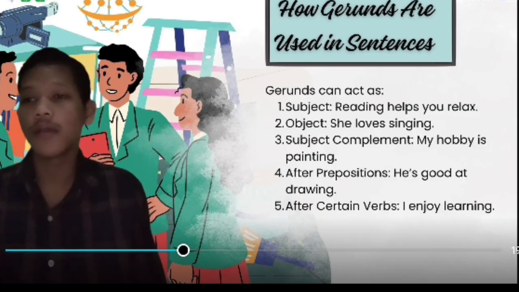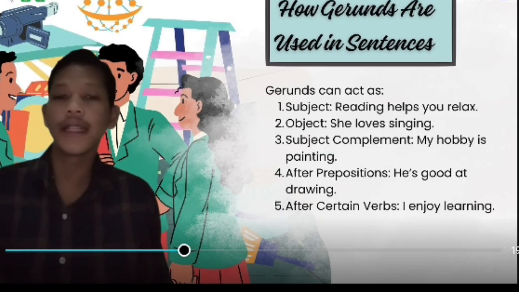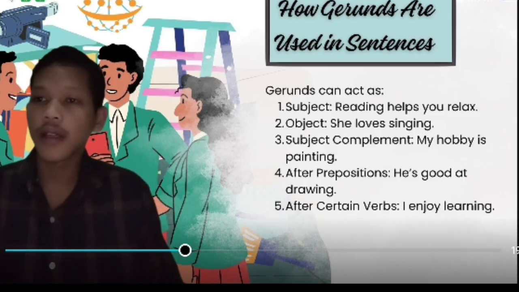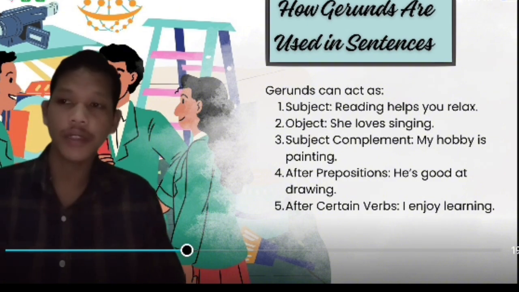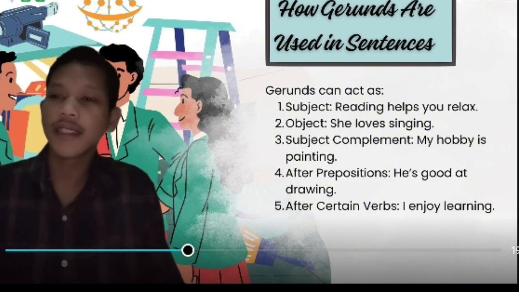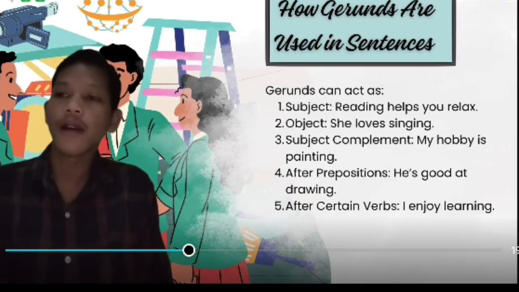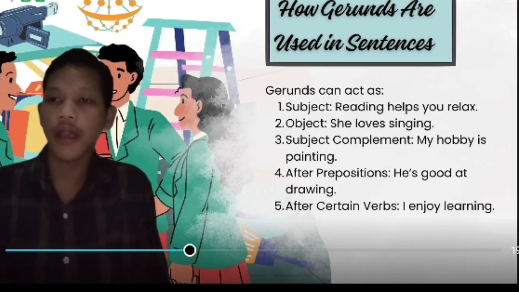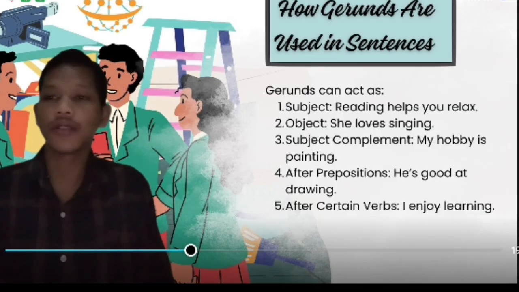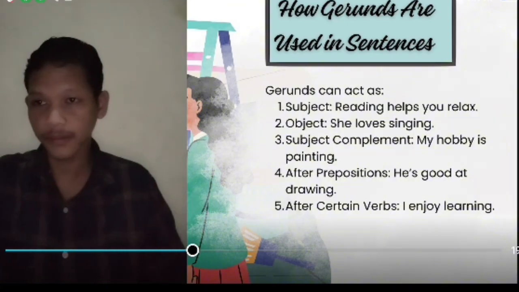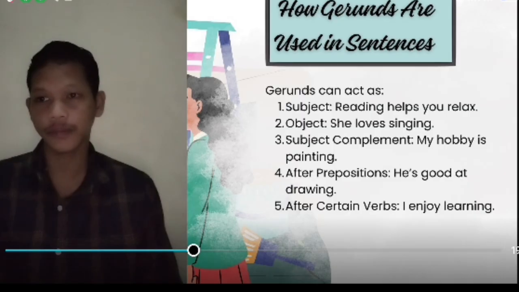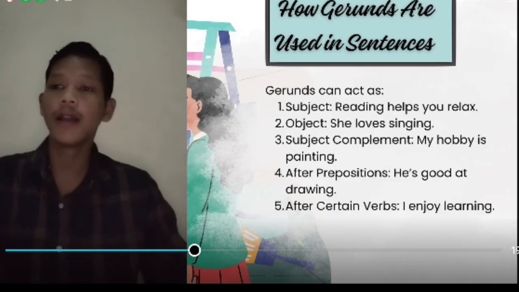And then the fourth one, we can use a gerund after a preposition. Like this example, he is good at drawing. So after the preposition at, we can use a gerund. And the last one, we can use a gerund after certain verbs, like she enjoys reading.